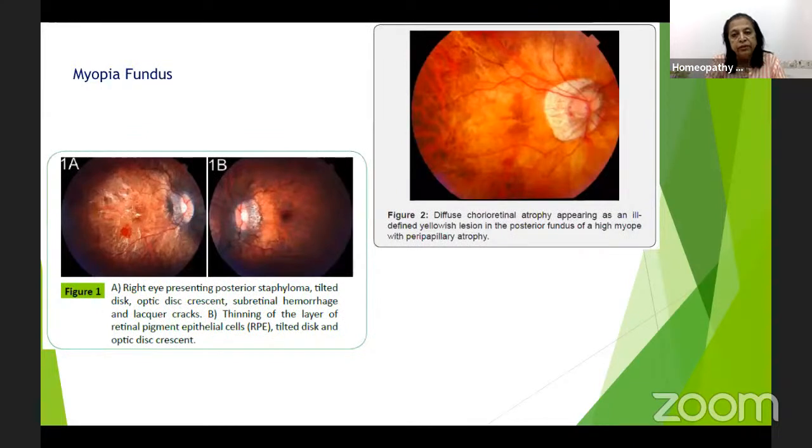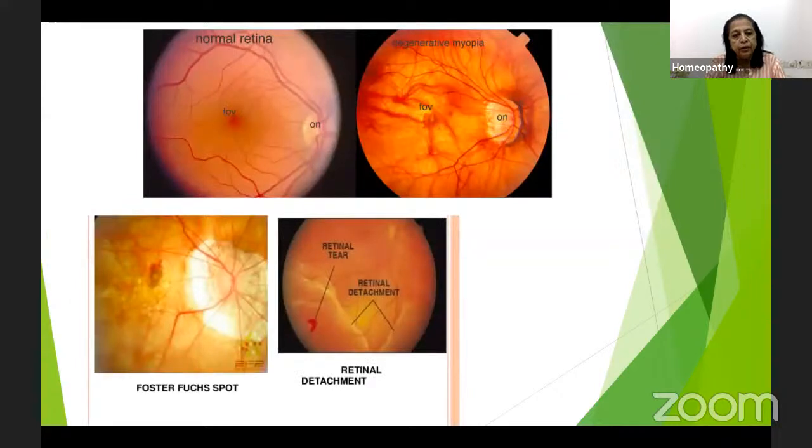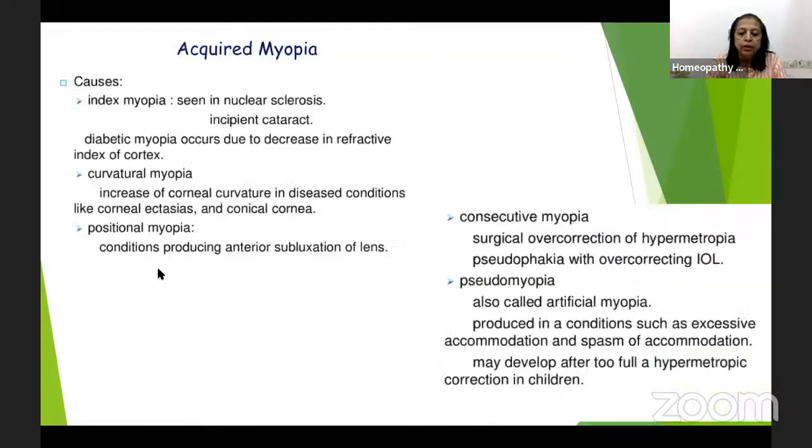Here you can see the fundus, retinal part and the choroidal vessels and the retinal vessels, where you can see the white area, that is the sclera, which is seen because of the stretching of the retina. Here also, whatever I said about the macular hemorrhage, we can see the macular hemorrhage here.